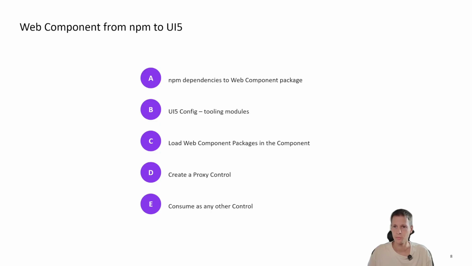So just to wrap it up, first you need to install the npm dependencies. You need to configure UI5 tooling modules, so it's able to find and load the dependencies. We need to put it in the component so that it's being loaded, and the UI5 tooling is connecting the dots. Then we need to create a proxy, and we can then just consume it as any normal control. So five steps to do it.